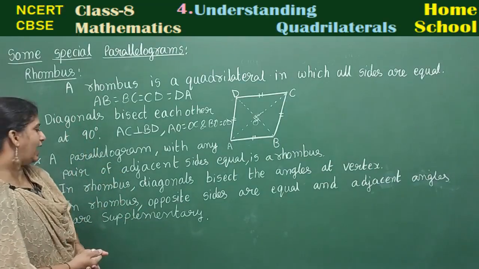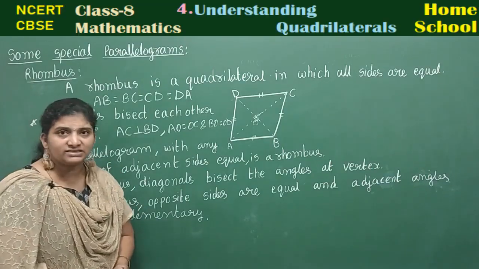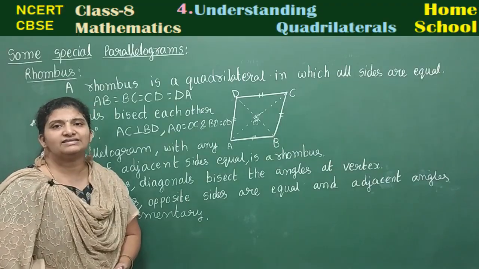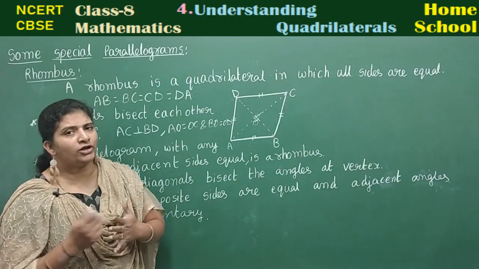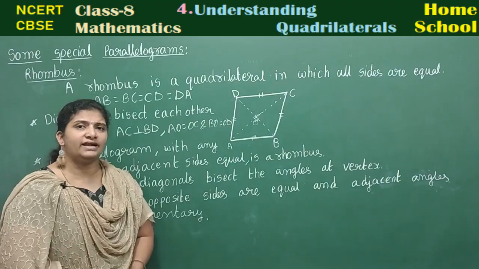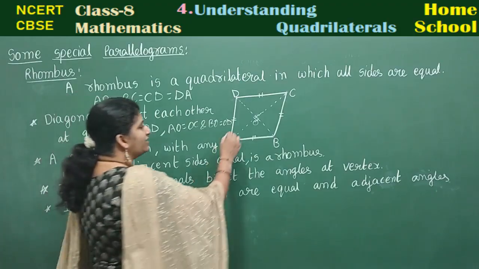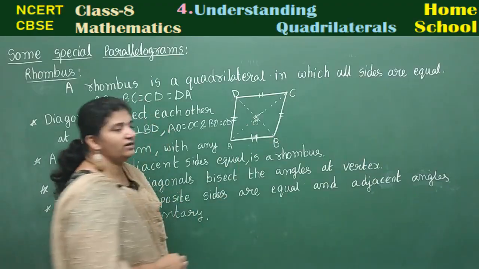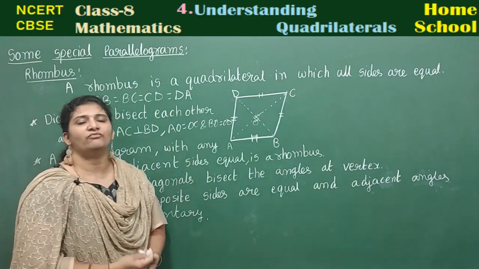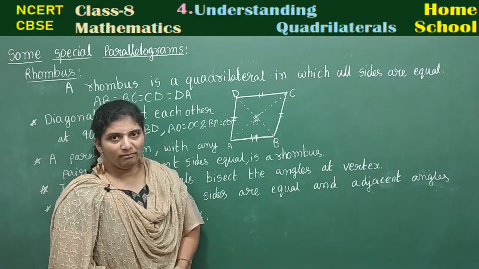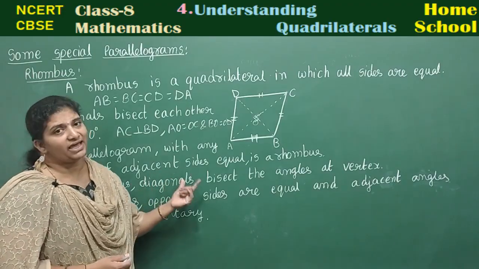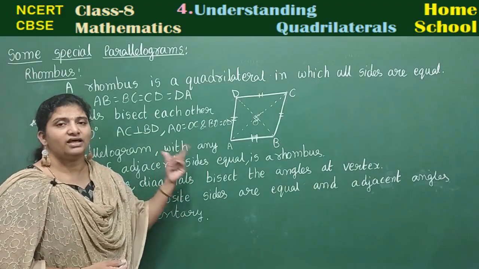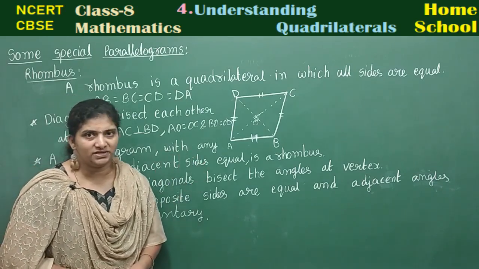A parallelogram with any pair of adjacent sides equal is a rhombus. A parallelogram is said to be a rhombus when? When adjacent sides are equal, then that parallelogram we call a rhombus. Any parallelogram with any adjacent pair of sides equal, we call it a rhombus.